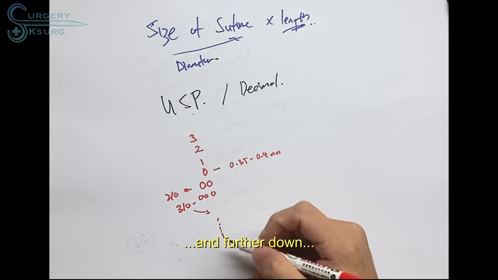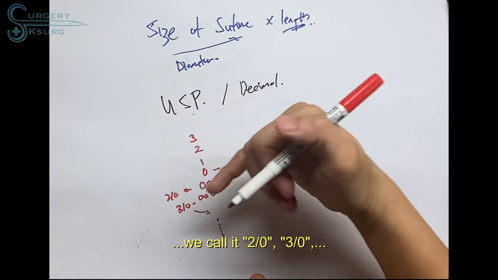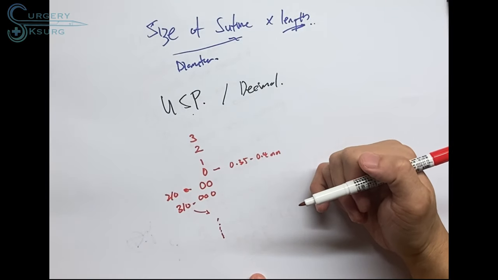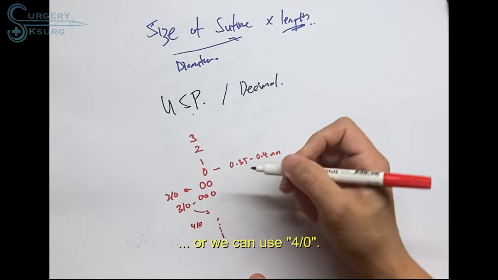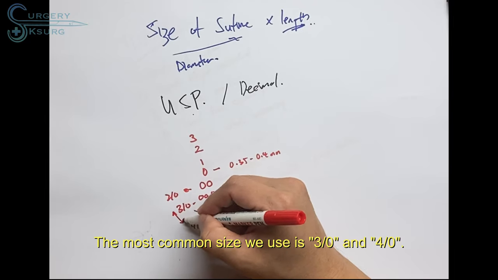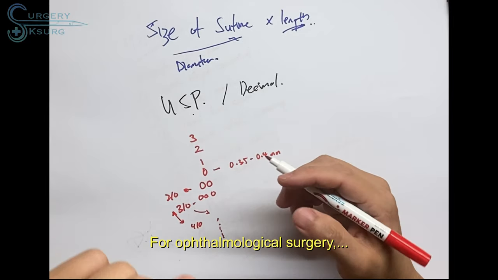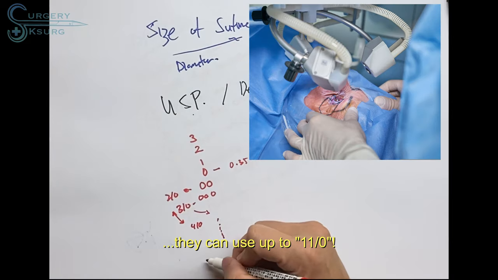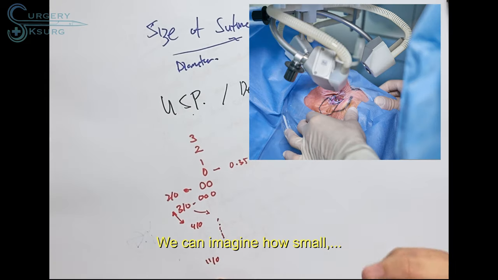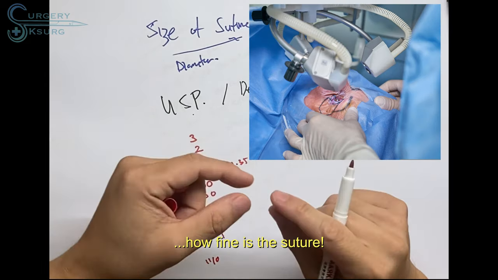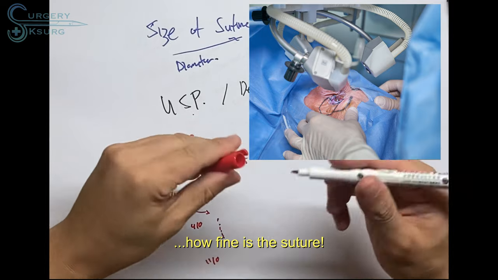And further down, we call it 2-0, 3-0, or we can use 4-0. The most common we use are 3-0 and 4-0. For ophthalmological surgery, they can use up to 11-0. Wow. So you can imagine how small, how fine the suture is.